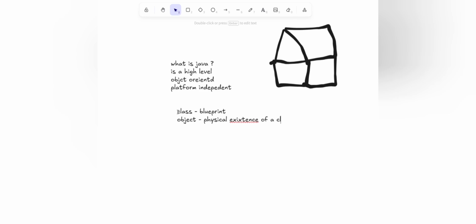Okay, as I told you, the example of a building. So this is just a design or a blueprint. Okay, but if we construct a building, then that will be the object. Okay, in the real world, if we construct a building, then that will be the object. What I drew here is just a blueprint or a design, that is the class. But when I construct a building, then that will be the object, that is, the physical existence of a class or an instance of a class basically. So it is a real world physical entity.